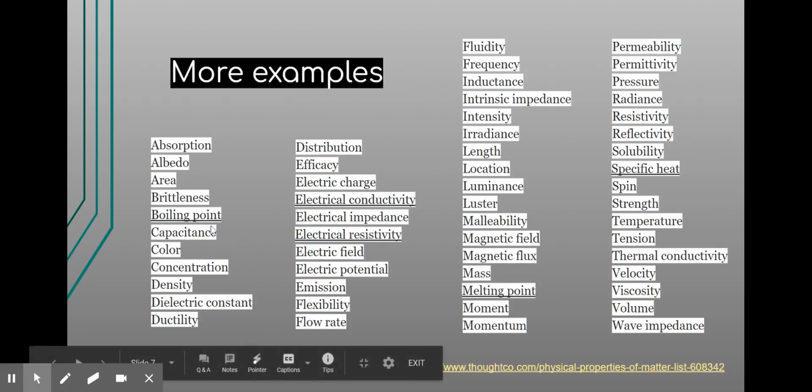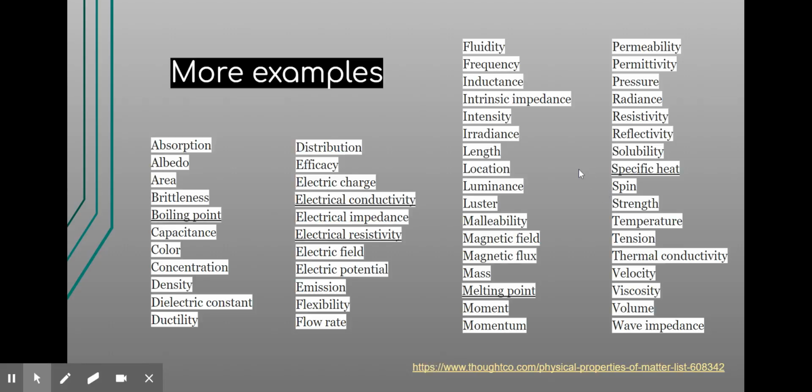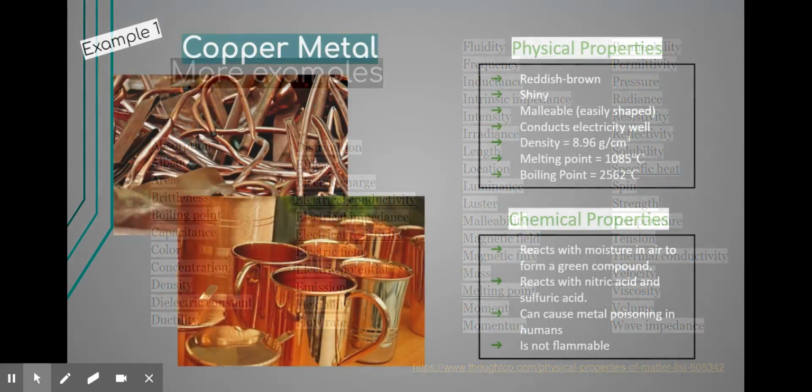So we have boiling point and electrical conductivity. We can look at something's mass, its volume, pressure. All of these are various ways or various physical properties that a substance can have. And again, I've hyperlinked a few that you might want to learn more about.